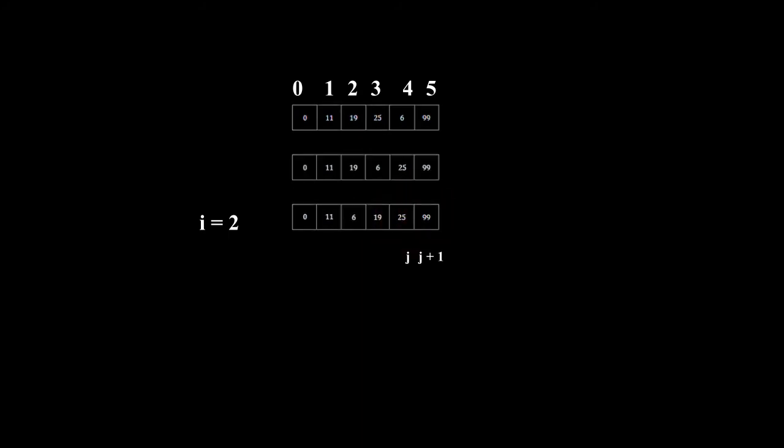At the end of the second iteration, we can find the third largest value of the sequence at the third highest index position of the sequence, 3, and increment i by 1. In the third iteration, the initial value of j is 0.